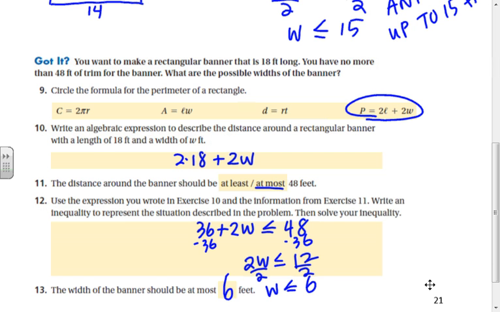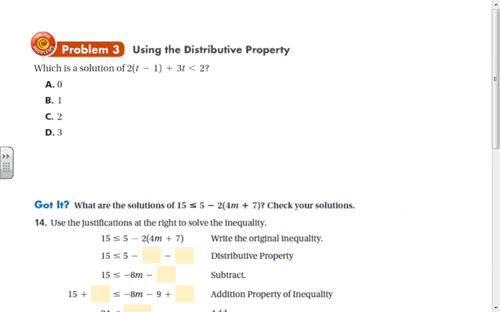All right, let's try another problem. This one we're going to have some parentheses, so we're going to need to use the distributive property. And it's multiple choice. We want to know which is the solution. To figure that out, let's find all the solutions by solving this. The first thing I'm going to do is simplify this by getting rid of the parentheses. So using the distributive property, I get 2t minus 2 plus 3t is less than 2.